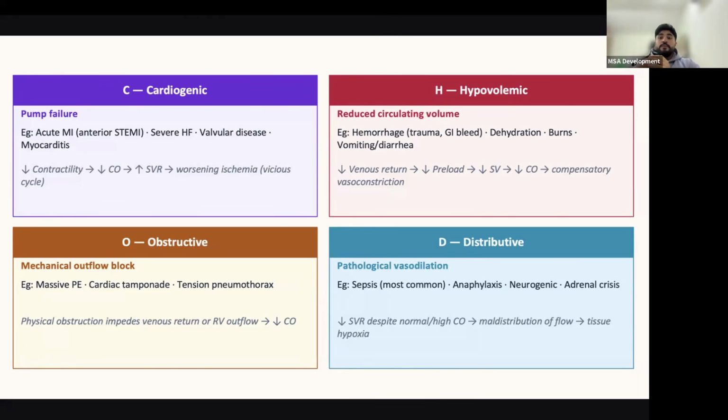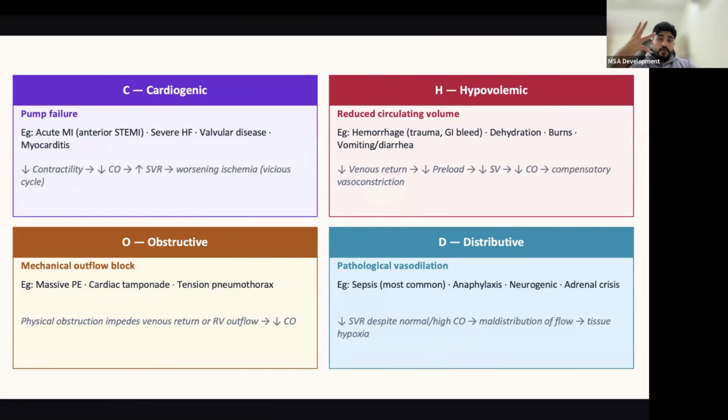Hypovolemic shock, from the word hypovolemic, there's less blood flowing in my vessels. This could be due to trauma, which led to hemorrhage, could be dehydration, a patient who's suffered from burns and lost a lot of fluids, or a patient who's been vomiting chronically. So less venous return, same thing, less cardiac output, and then you'll enter this compensatory vasoconstriction.